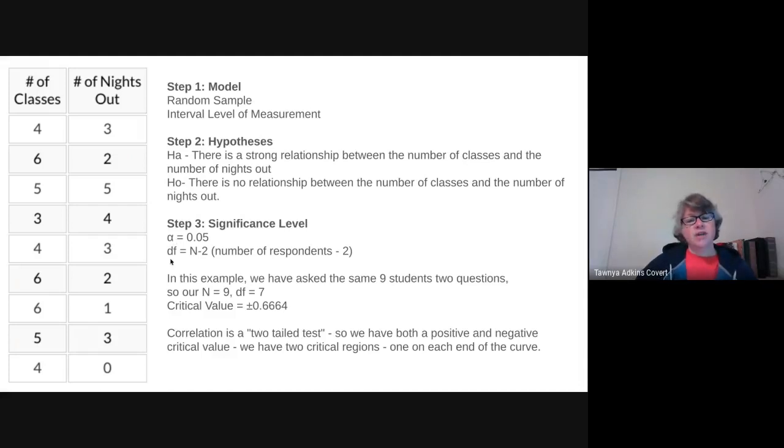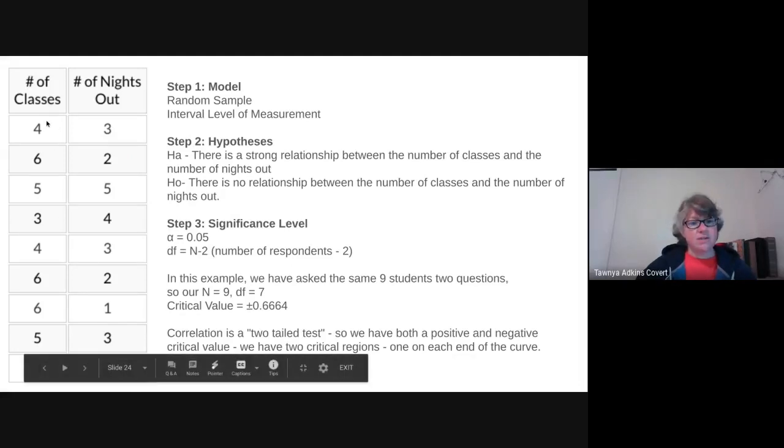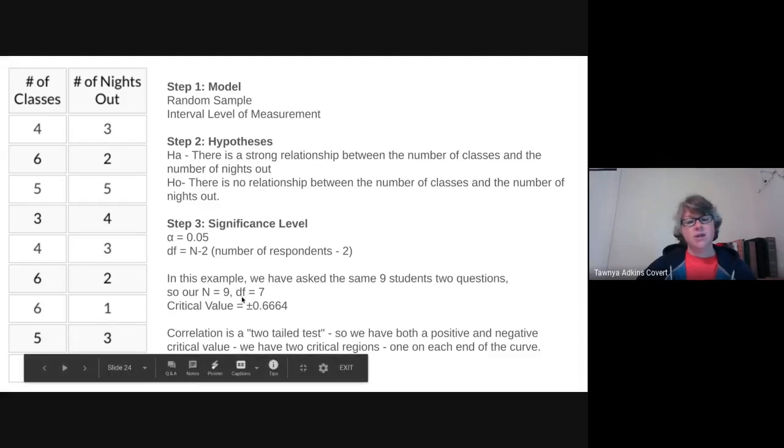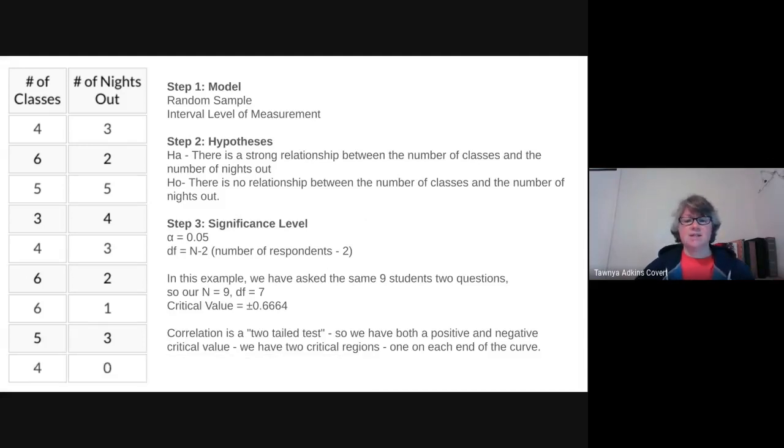Our degrees of freedom for this is n minus 2. It's the number of respondents, the number of people who answered the question, minus 2. So we had 9 people who answered the survey questions. So 9 is our n, our sample size. Degrees of freedom is n minus 2, which is 7. And our critical value then is 0.6664. Now, just a second. Don't worry. There's a chart. I just haven't shown it to you. Give me a second. I'm also going to post a copy of the chart on Western Online for you to look at.